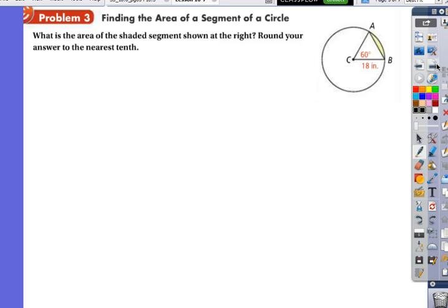All right, let's try one. Try this one. Find the area of the segment of the circle. So what is the area of the shaded segment shown at the right? Round your answer to the nearest tenth. Now, if I told you to round it to the nearest 20th, you'd have to go out 4 decimal places. So when you're doing this, you multiply pi. Yeah, I go ahead and multiply pi in.